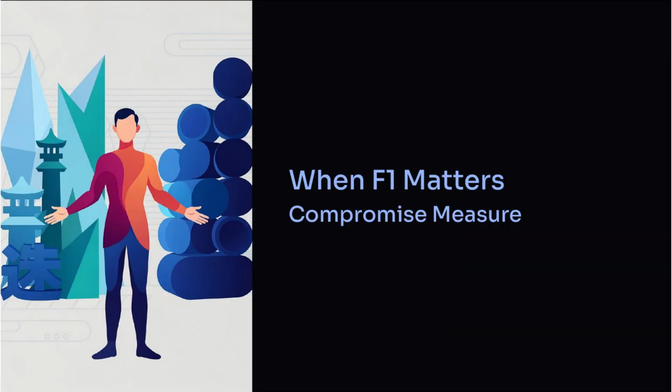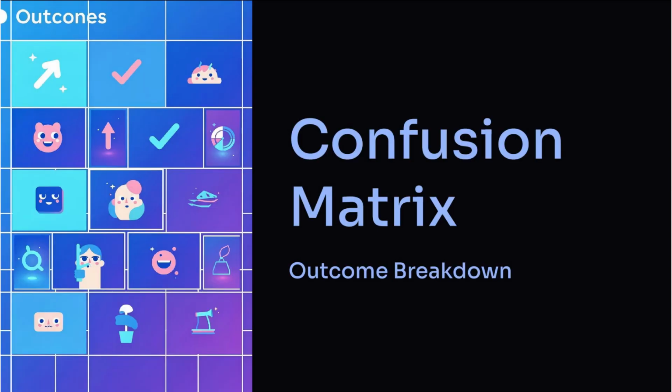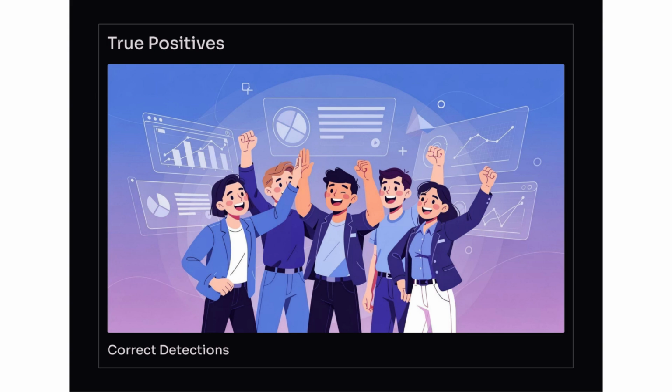Recall measures how many actual positives the model successfully identifies. It answers the question, out of all true positive cases, how many did the model detect? High recall means the model misses few positive cases. This is critical in safety-related domains, such as disease screening or fraud detection, where missing a true case can have serious consequences.